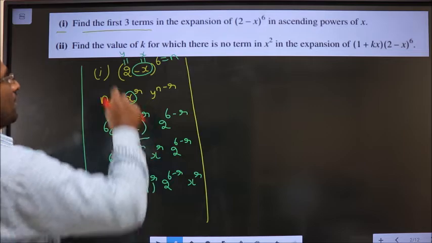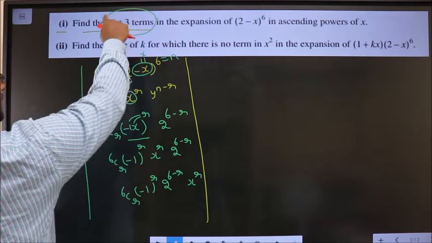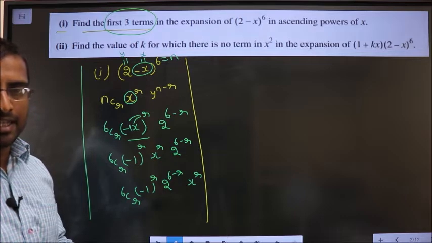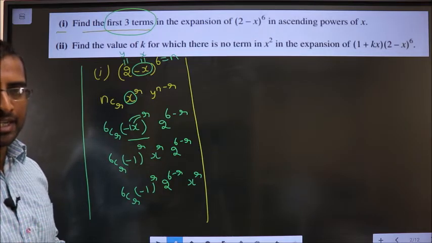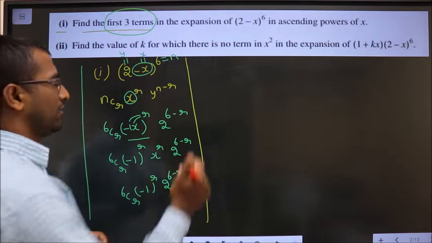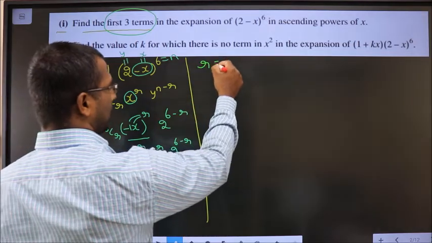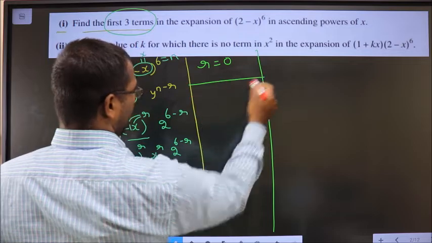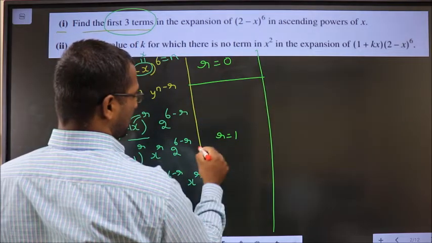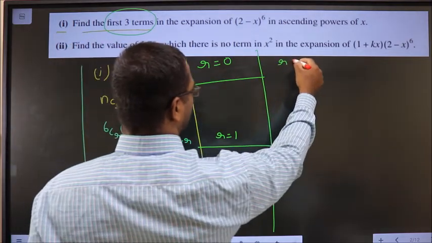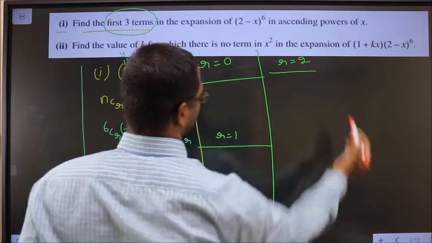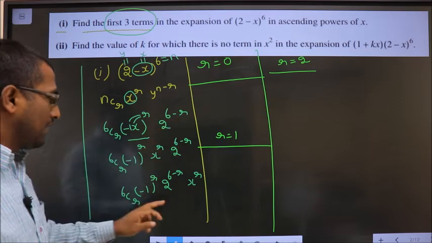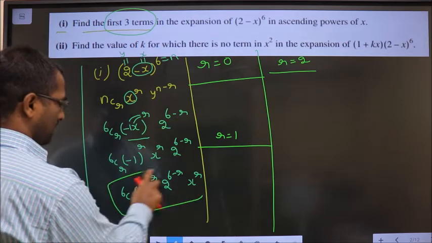Now, I need to find the first three terms. You get the first three terms by taking the r values to be 0, 1 and 2. Clear? If you take r equal to 0, you will get the first term. If you take r equal to 1, you will get the second term. If you take r equal to 2, you get the third term. Clear?